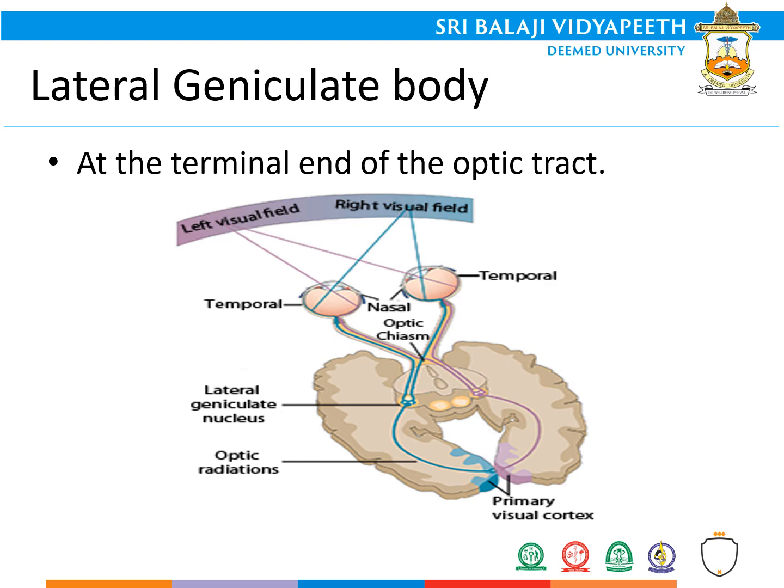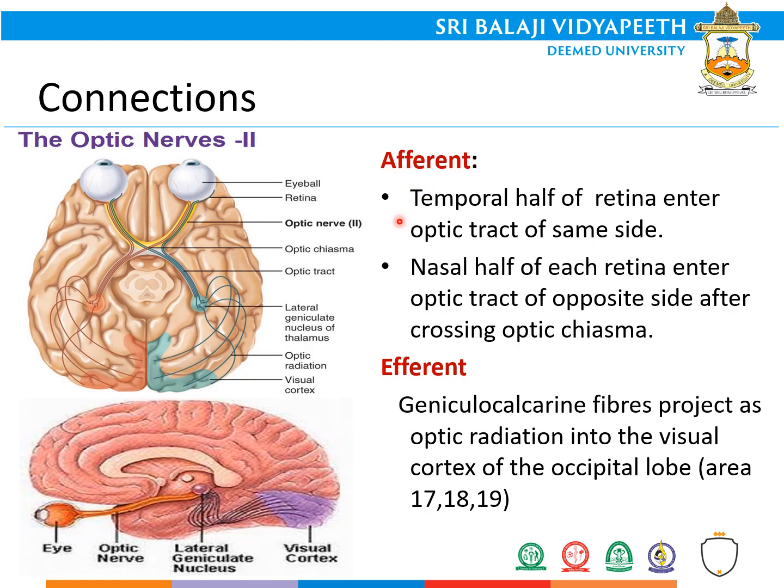Now, the lateral geniculate body is located at the terminal end of the optic tract. They receive their efferents from the temporal half of the retina and they enter the optic tract of the same side. Whereas from the nasal half of each retina, the fibers enter the optic tract of the opposite side after crossing the optic chiasma. The efferents from here are the geniculocalcarine fibers which project as optic radiations into the visual cortex of the occipital lobe, area number 17, 18 and 19.